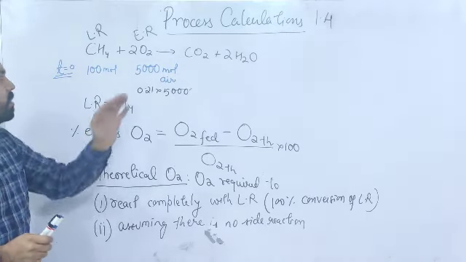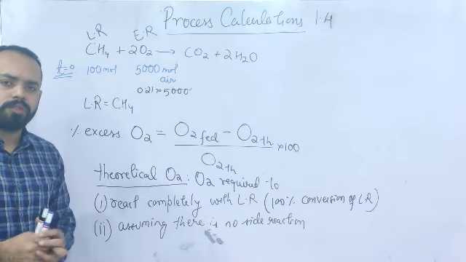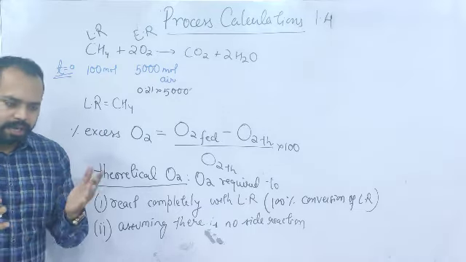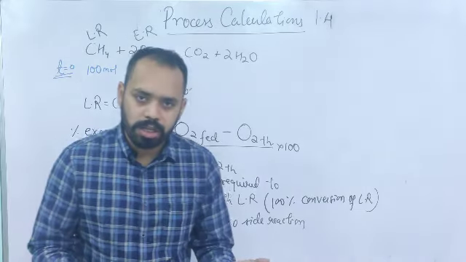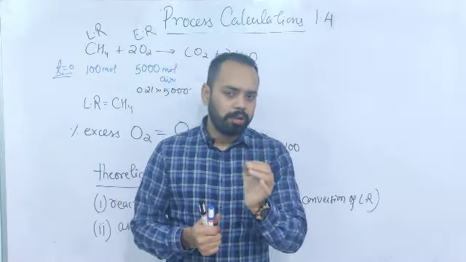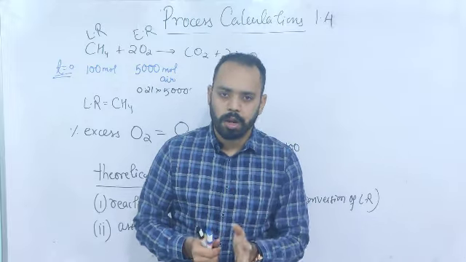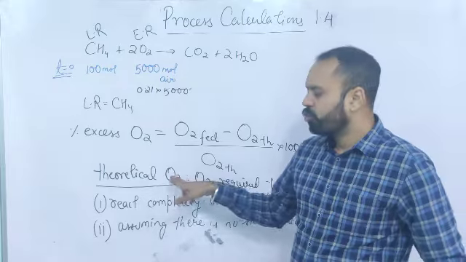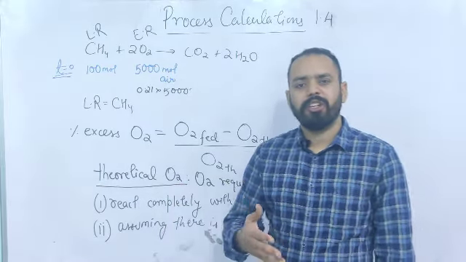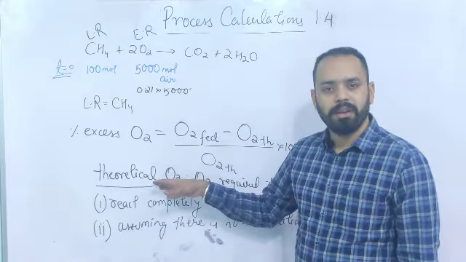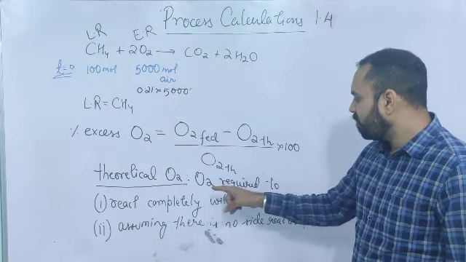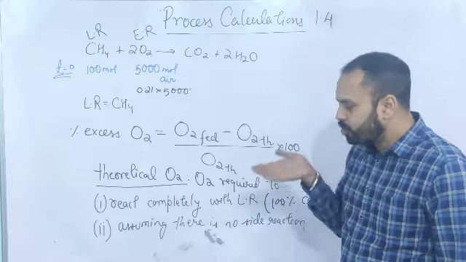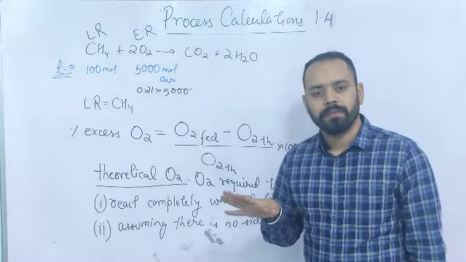Now, in this case, how many moles of oxygen are required to react completely with the methane? Now you may ask, sir, what is the conversion here? Now I should tell you that conversion is not required for calculating O2 theoretical. What is the meaning of theoretical? It is something which is fictitious, right? This is not happening in reality. Theoretical O2 is the oxygen required for 100% conversion of the limiting reactant, assuming there is no side reaction.